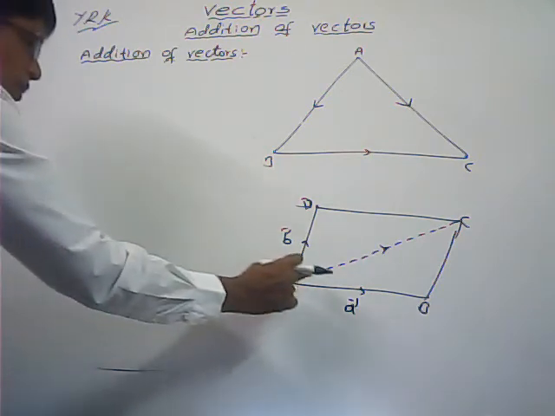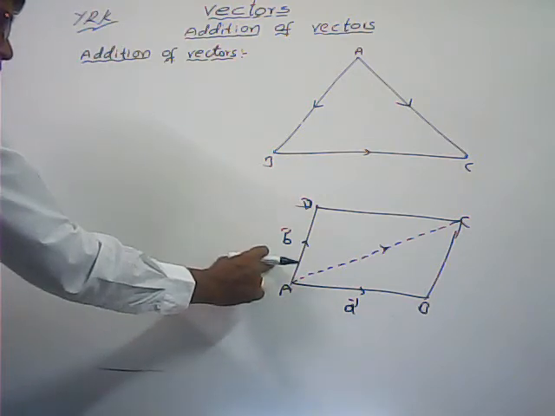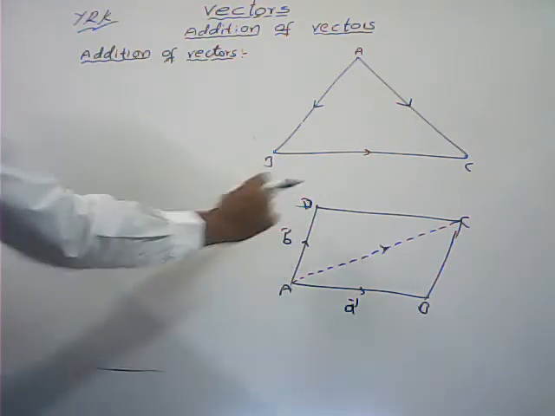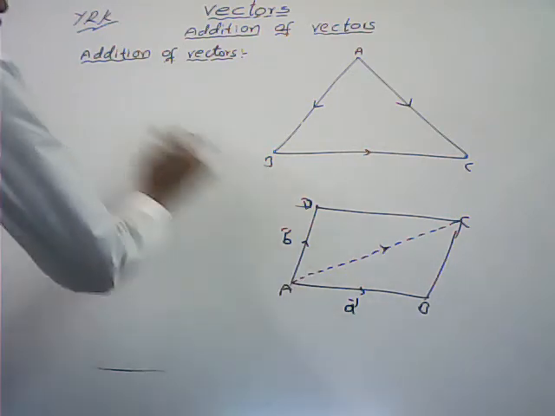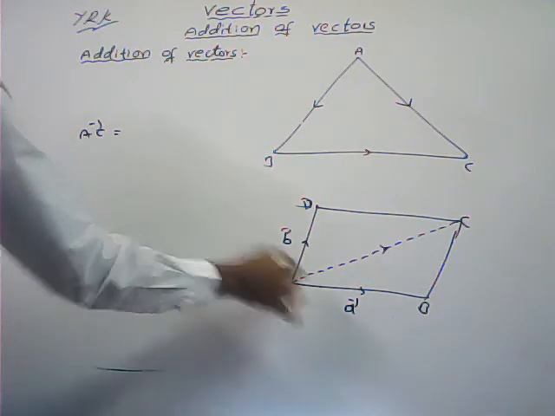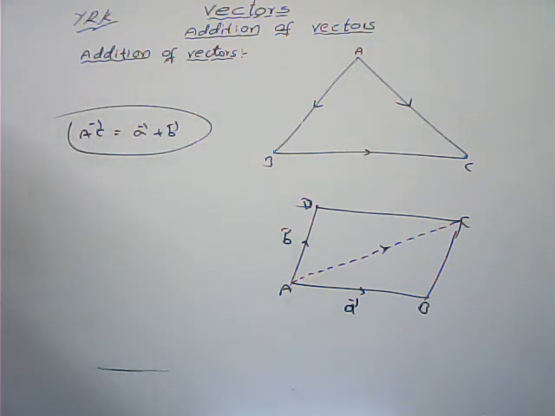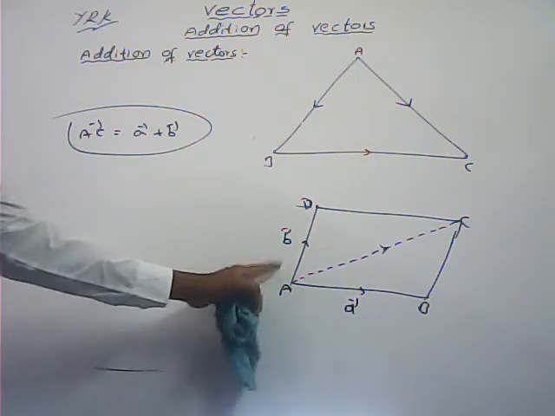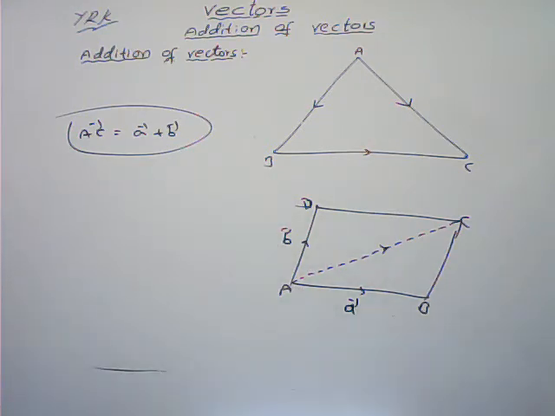So a bar, b bar are two vectors representing the two adjacent sides of a parallelogram. Then their sum, the diagonal, represents the resultant of these two vectors. So we can write AC bar equals AB bar plus AD bar, that is a bar plus b bar. This we say is the parallelogram law of addition. The diagonal through the adjacent sides is the resultant vector of these two vectors.